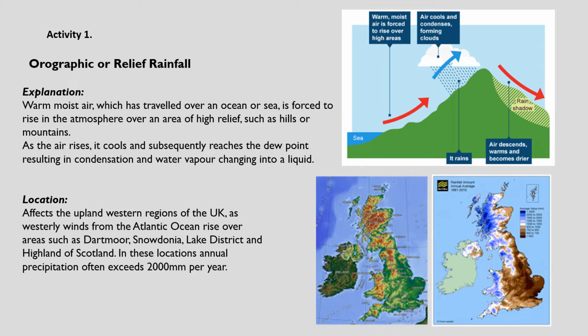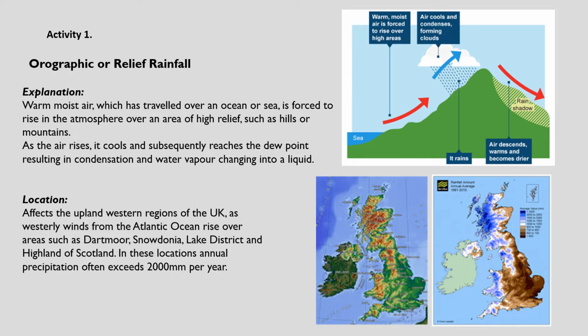So for activity 1, you had to look at the 3 different types of rainfall, so orographic relief rainfall, convectional rainfall and frontal rainfall. You had to use the web link and the diagrams and pictures or maps to help you work out, first of all, how the rainfall is formed, so the explanation of that rainfall formation, and then the location where that rainfall might take place.